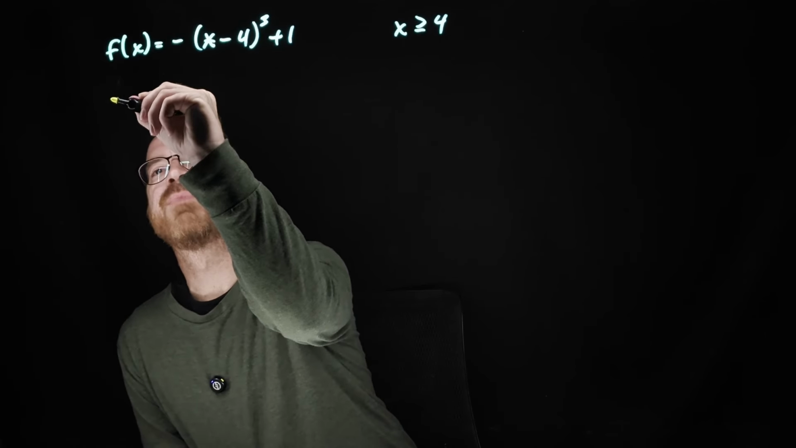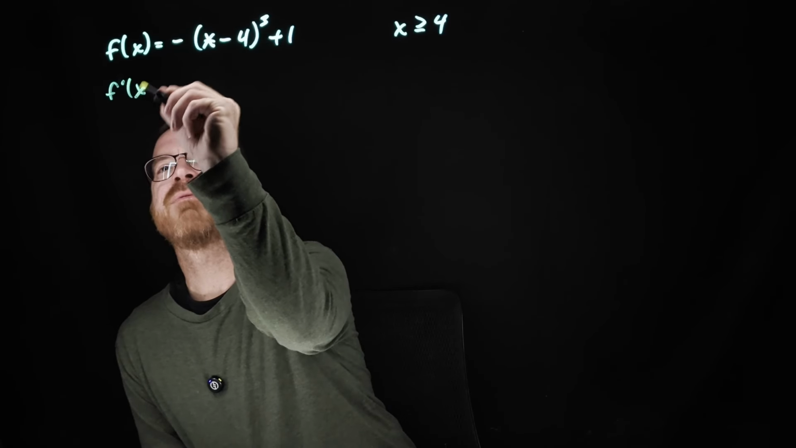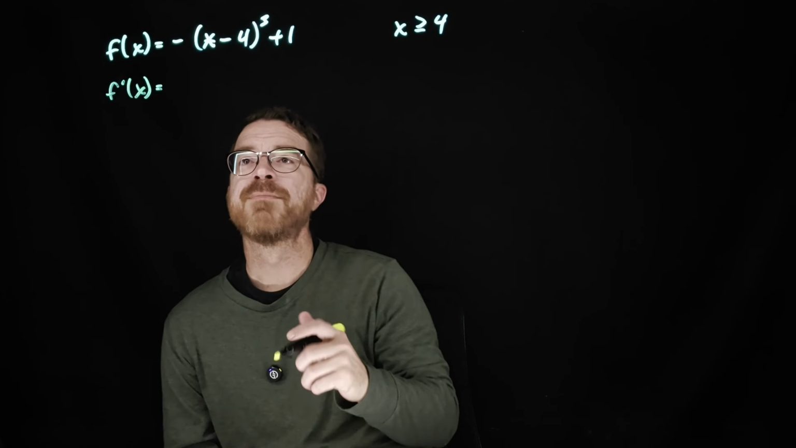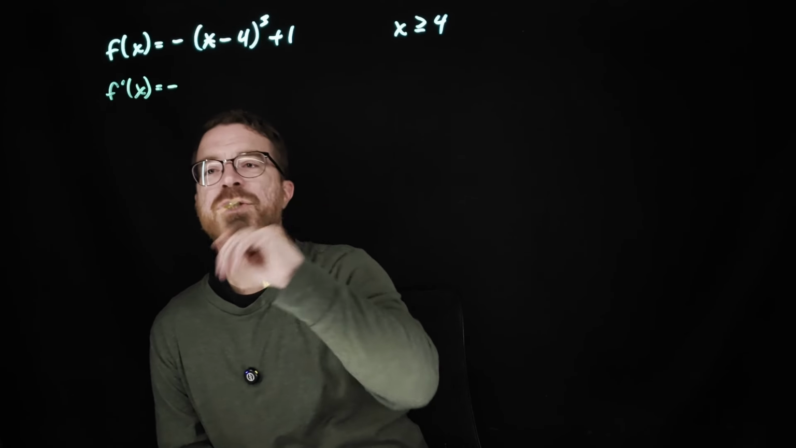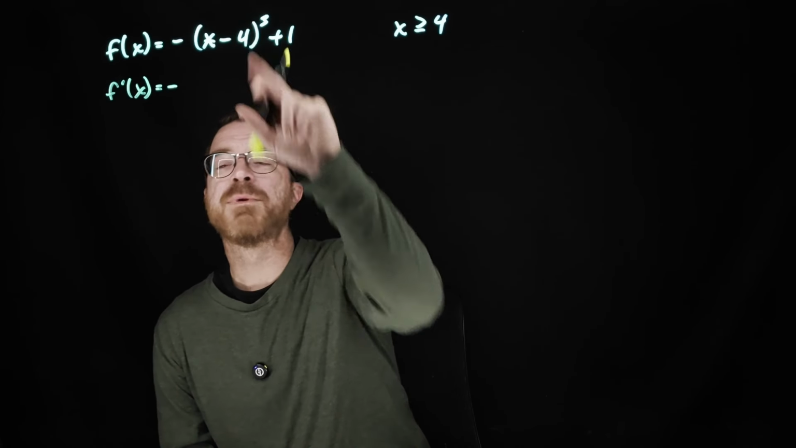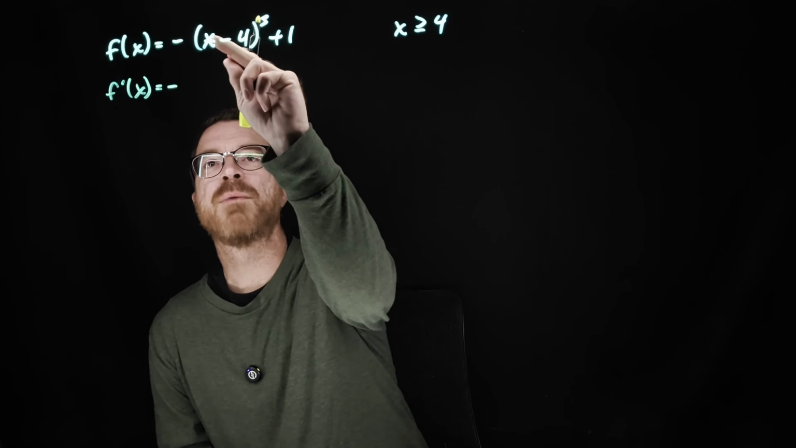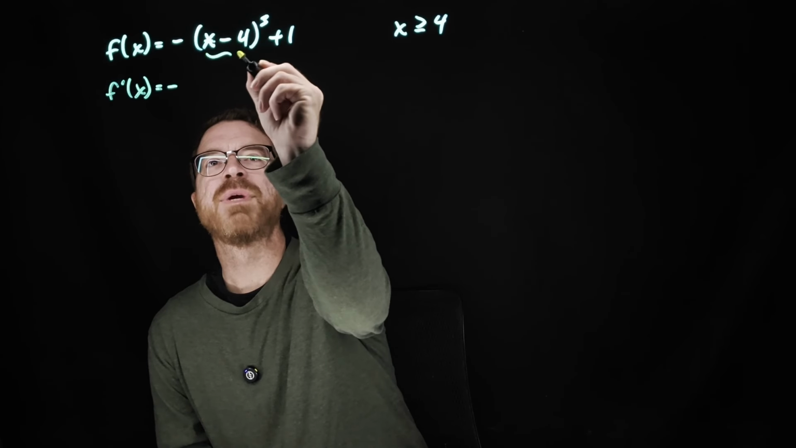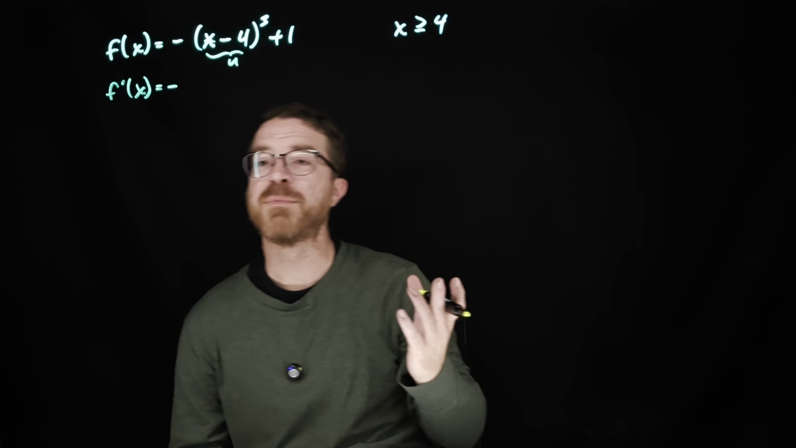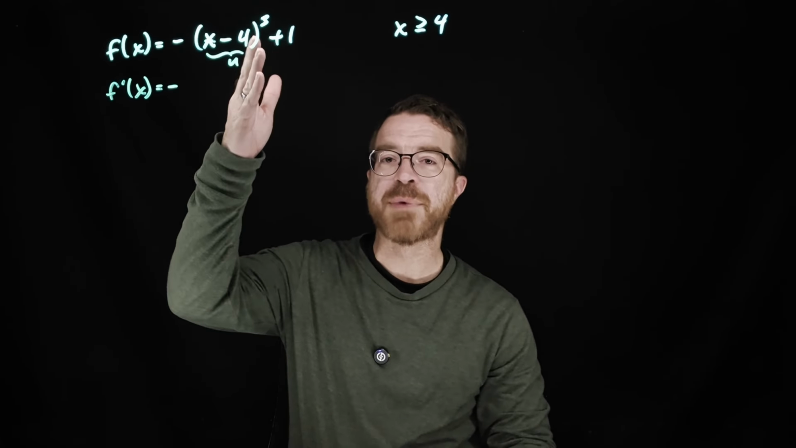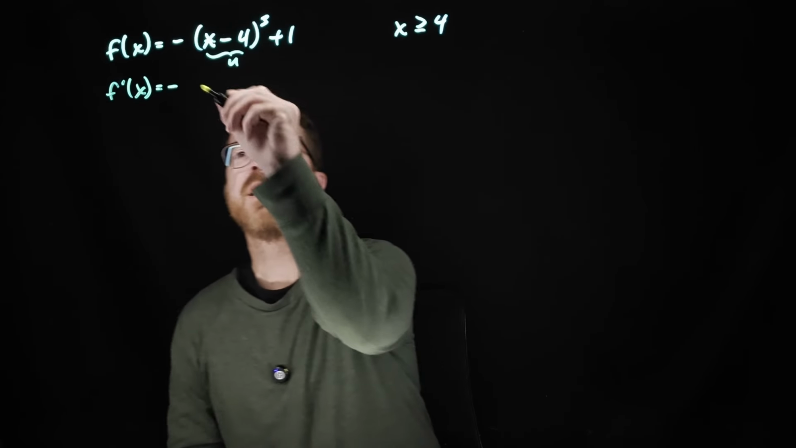So first thing I'm going to do is find the derivative of f of x. So I have negative, which stays here. And for this first part, I'm going to be using the chain rule. If you remember from our class, we could treat this like this is some u, right? So we have negative u to the third power. I'm going to bring down the 3.